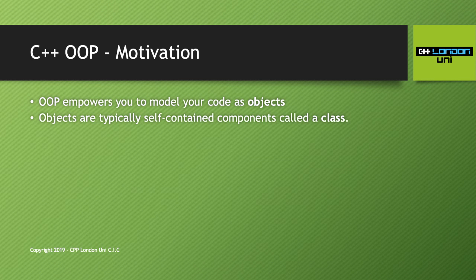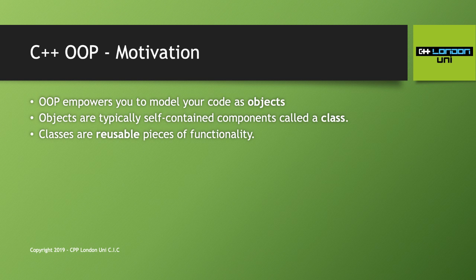These self-contained objects are what we call in C++ a class. Those of you who've been with us before will also be aware there is the keyword struct as well, but I will get into that later and explain the minor difference between the two of them. Classes represent reusable pieces of functionality. This is a really key point.